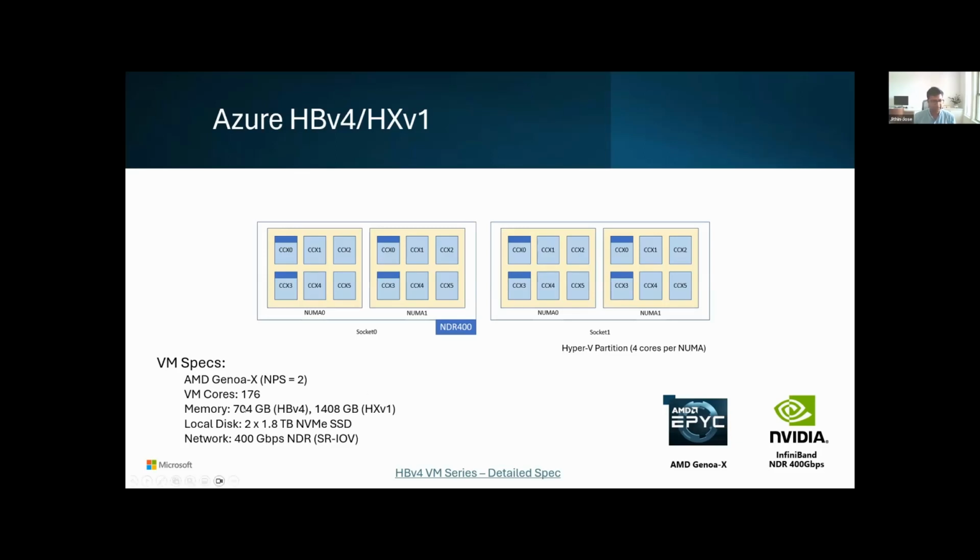On this architecture, we have 176 VM cores, and we have two different variants to support specific kinds of workloads: 704 GB or 1408 GB of memory, and high storage capacity also. This is the HBV4, which was announced as GA a couple of months back.